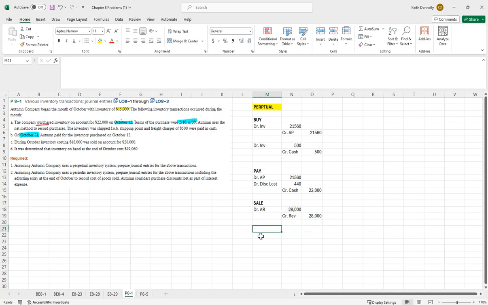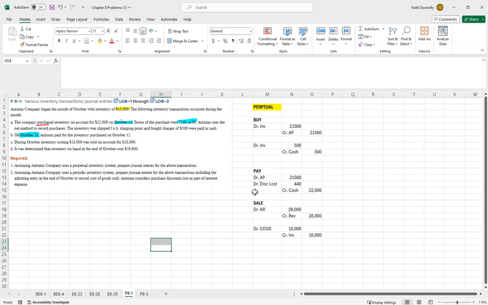Then we got to hit the cost of goods sold and get the inventory off the books, right? Debit cost of goods sold, credit inventory, right? At cost, the cost of the goods we sold, not what we sold it for. They told us it was 18,000.